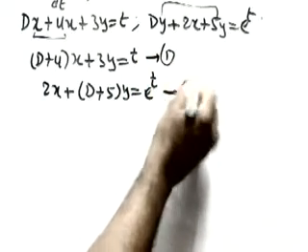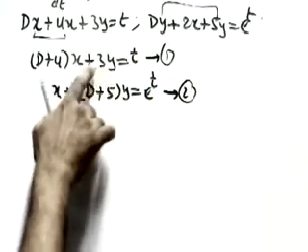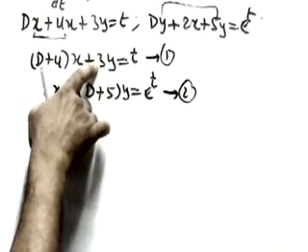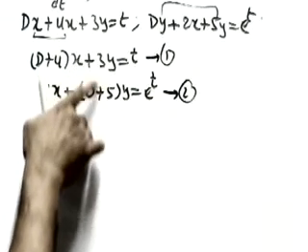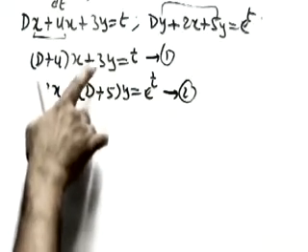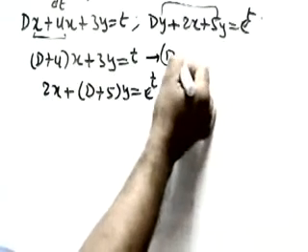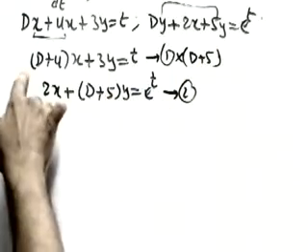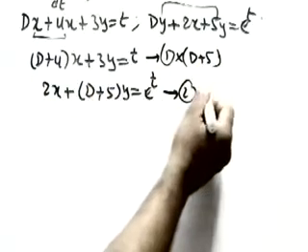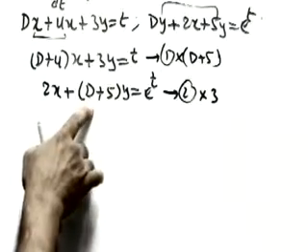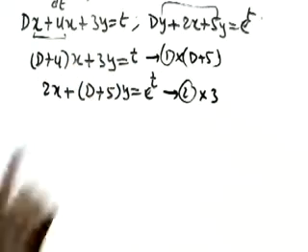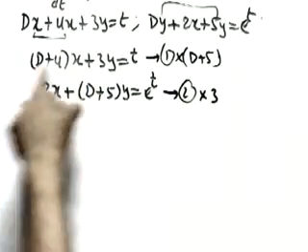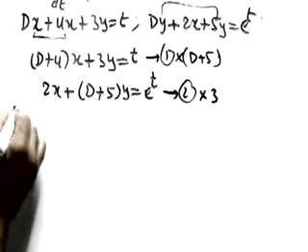Let me do one thing. This is 1. Suppose this is 2. I'm eliminating y. To eliminate y, you have to multiply 3 with equation 2 and D plus 5 with equation 1. If you multiply these numbers, we get the same coefficient, and you can cancel it. So multiply equation 1 with D plus 5 and equation 2 with 3. We have to multiply this whole equation with D plus 5.